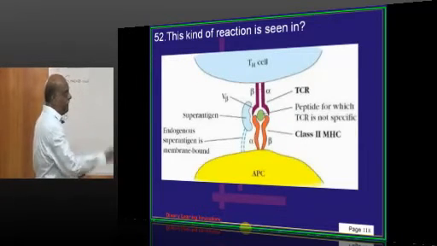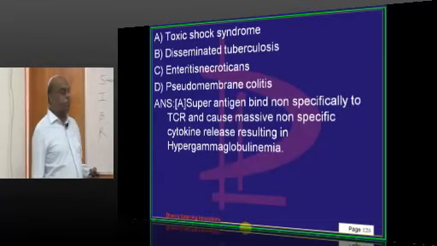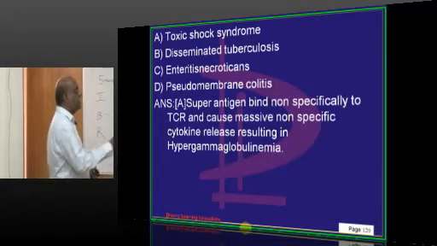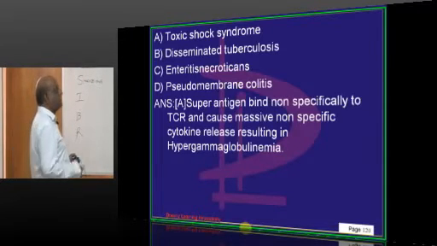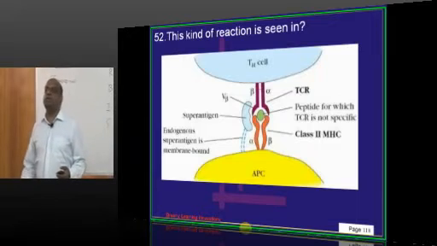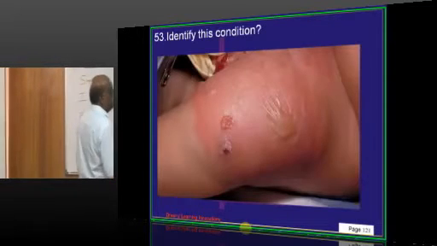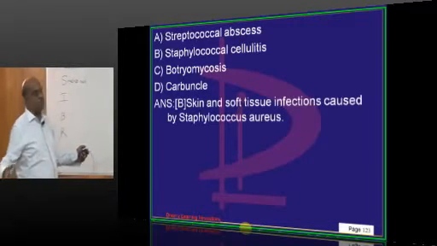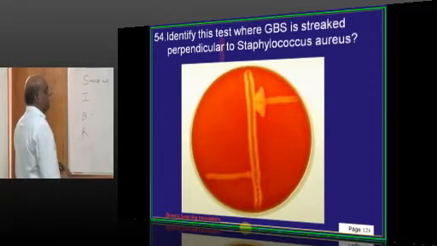And this kind of reaction, where do you see? Typically it is a superantigen which is bound non-specifically to the T cell receptor, and it causes a massive non-specific cytokine release, which is the underlying pathophysiology that can explain toxic shock syndrome, is what you need to basically remember. So what is this condition basically? It is an example of a cellulitis which is caused by Staphylococcus.